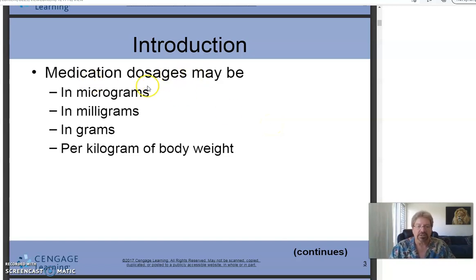Okay, medication dosages may be in micrograms. Micro is a millionth of a gram, and a gram ain't much, guys. In milligrams, a milligram is a 1,000th of a gram, or in grams. And then this is often determined per kilogram of body weight.